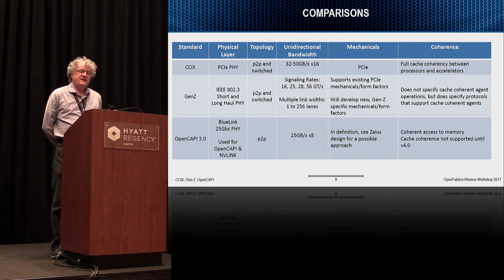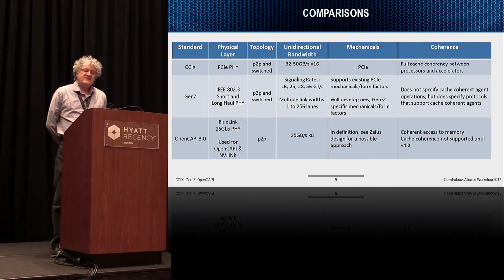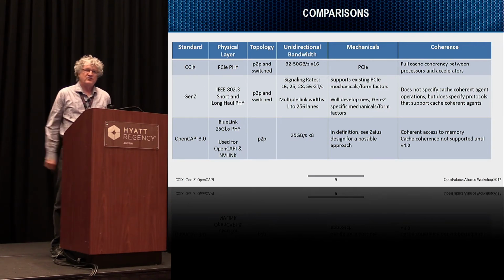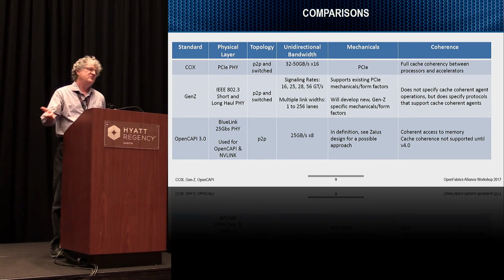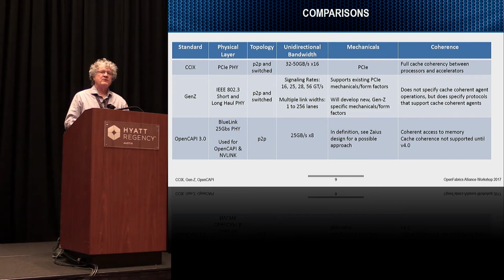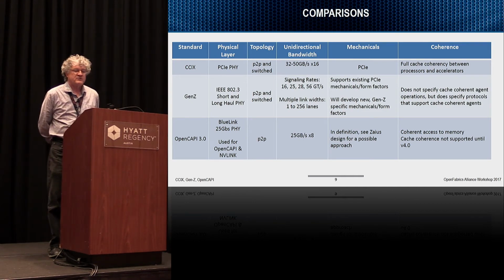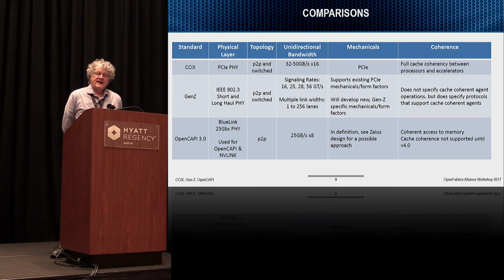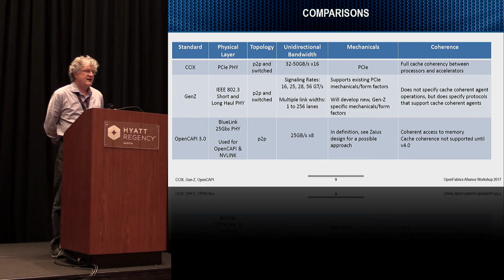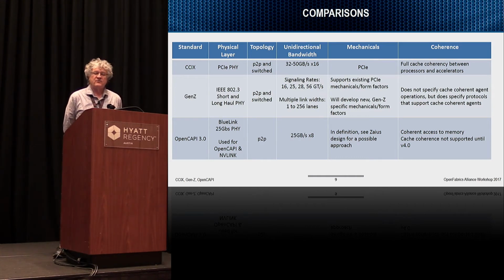Coherence. CCIX has full cache coherence between the processors and accelerators built into the protocol. Gen-Z does not provide full cache coherence. However, they provide a lot of the infrastructure needed for that. They provide coherent mechanisms so that you can issue read exclusive, read shared, write back, and invalidate, so they have the mechanisms by which one could build their own coherence protocol on top of that. And OpenCAPI, as I indicated, really provides the accelerator coherent access to memory, but full cache coherence on accelerators won't be supported until 4.0.